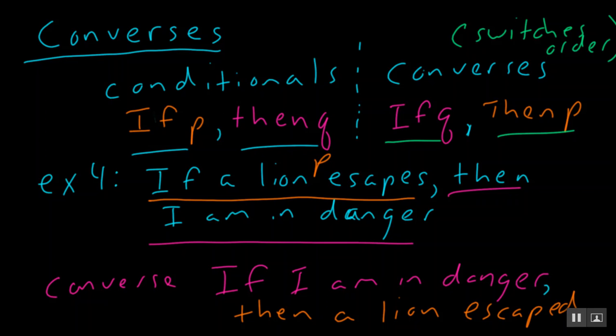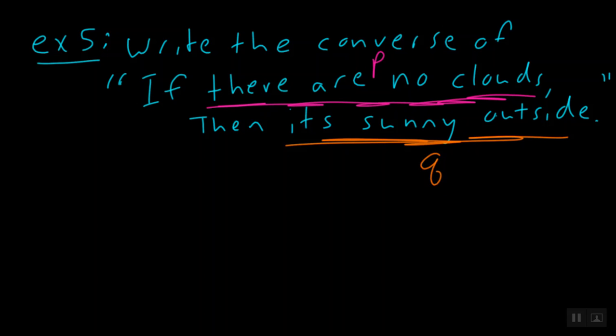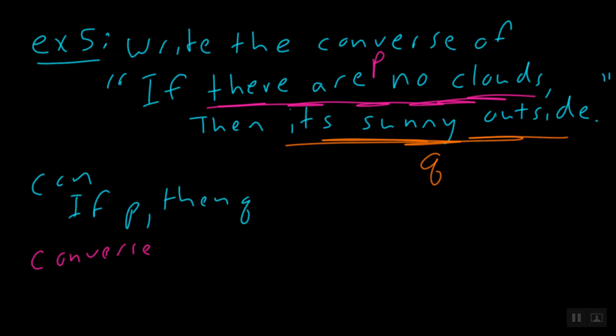Let's do one more. For example 5, it says write the converse of, if there are no clouds, then it is sunny outside. Well, we see this part, if there are no clouds, that will be our P, and then it's sunny outside, of course, will be our Q. And remember, for our conditionals, it is if P, then Q. And for our converse, it will be if Q, then P. So we're just taking them and switching the order.